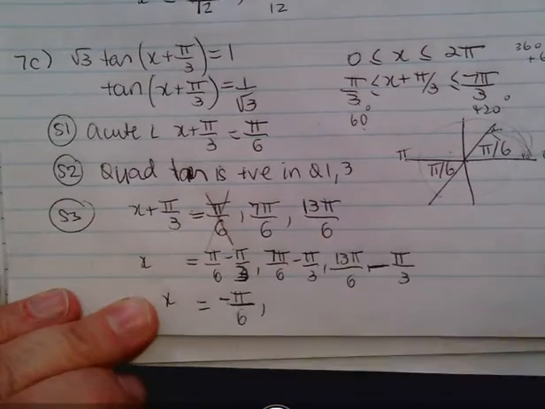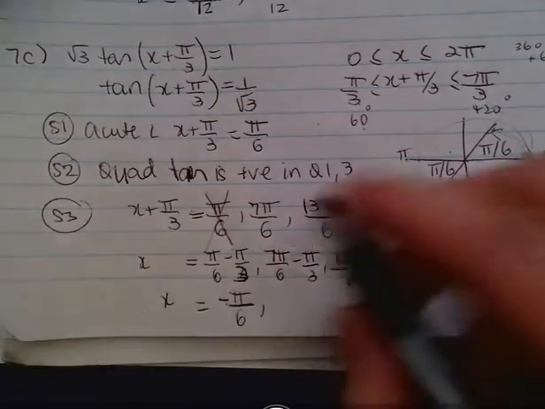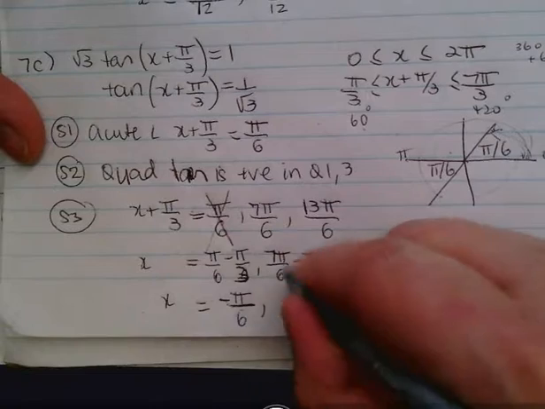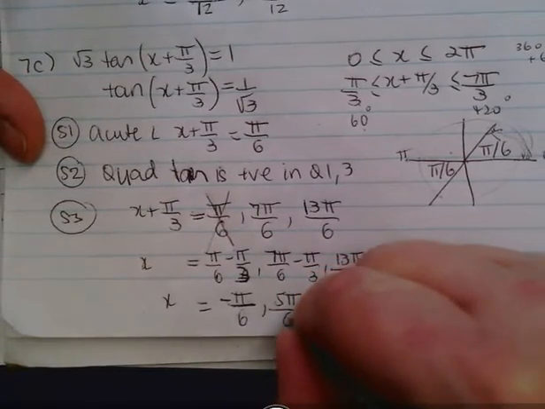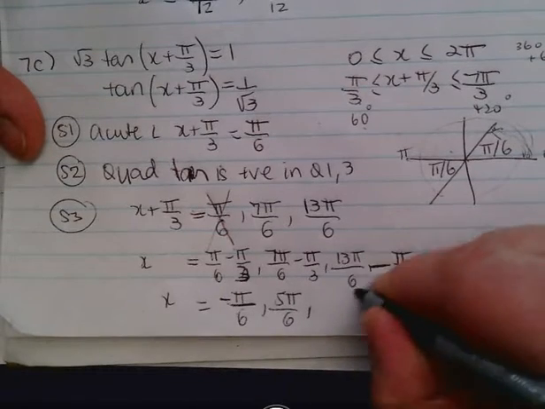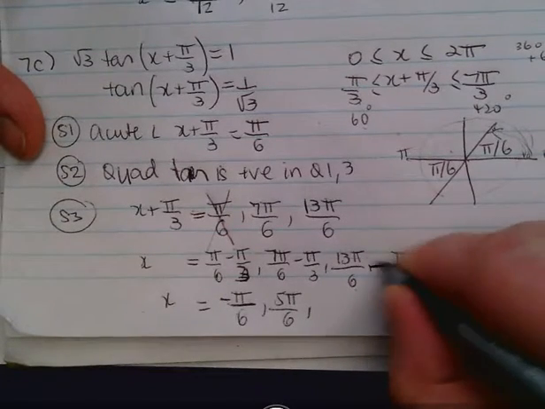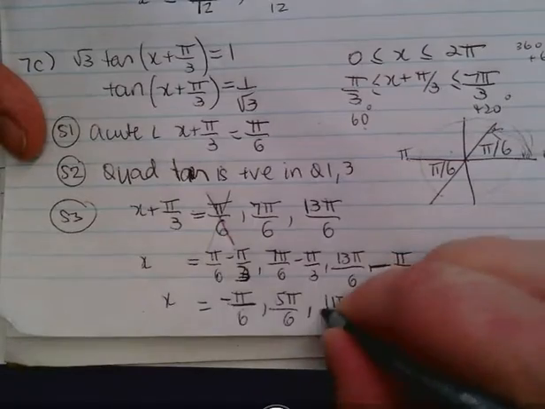Now we can see that that does not lie between 0 and 2 pi. And this would be 7 pi on 6 minus 2 pi on 6. That would be 5 pi on 6. And the next one would be 13 pi on 6. Now pi on 3 is 2 pi on 6, so 13 minus 2, that would be 11 pi on 6.